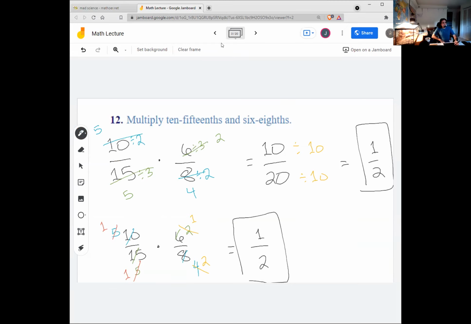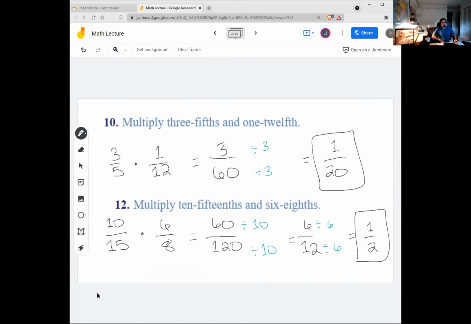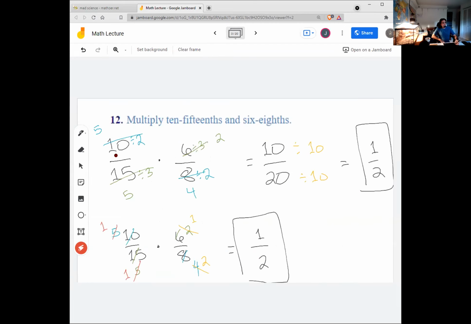I have to divide by 60. Whether I do it all in one step is 60, whether I break it into a 10 and a 6, whether I break it into a 5, a 2, a 3, and another 2.